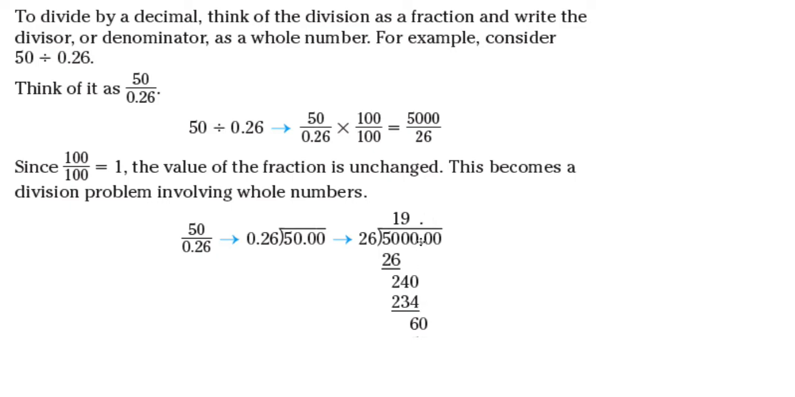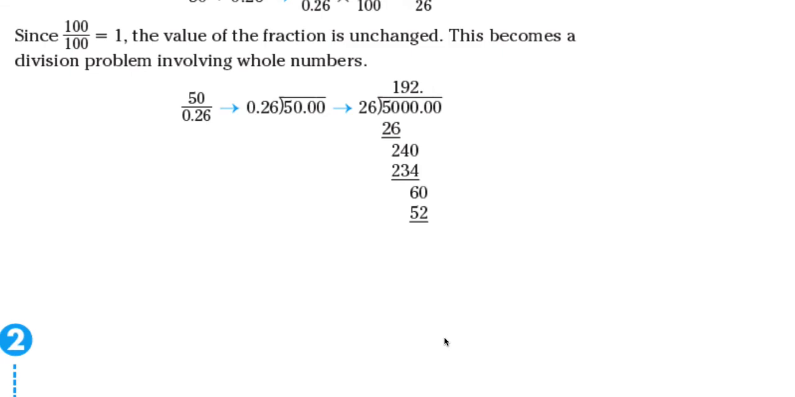Bring down another 0. And how many 26 is going into 60? That would be 2, and 26 times 2 will give us 52. Okay, and then subtract that. That would give us 8. Okay, and bring down that 0, so you end up with 80.